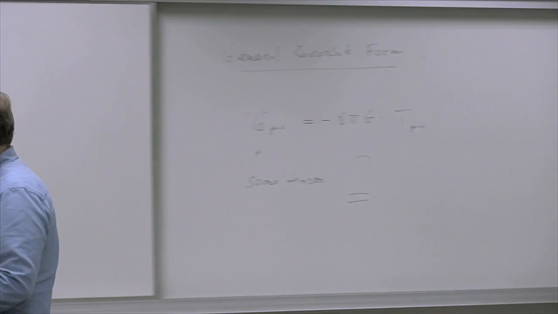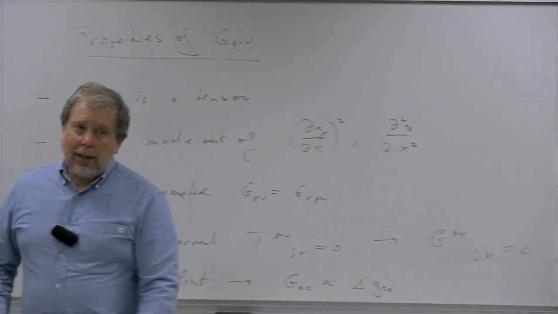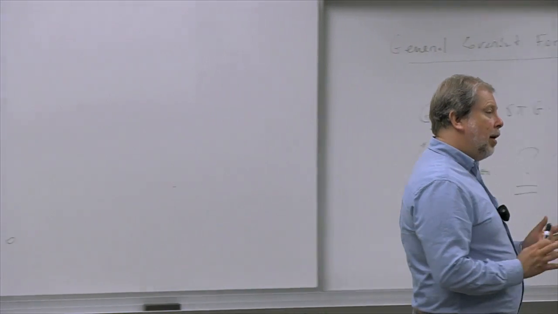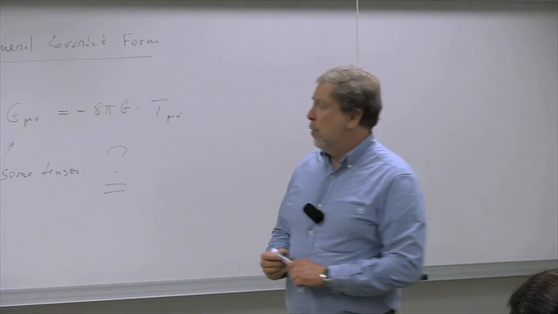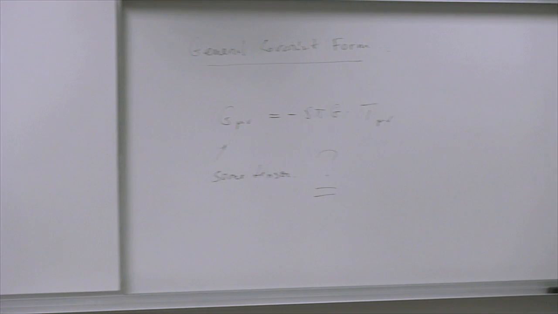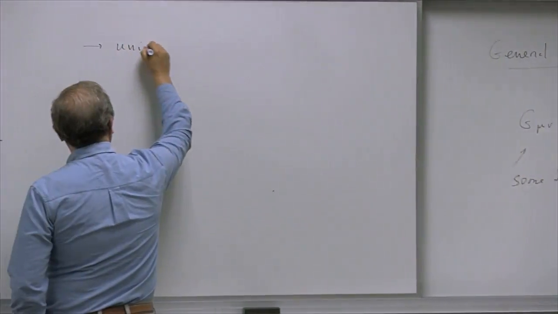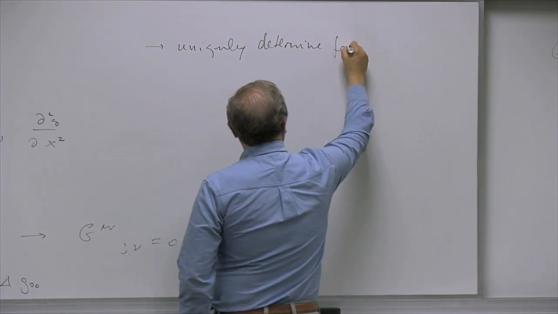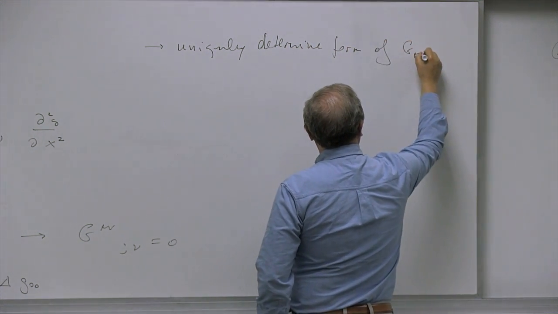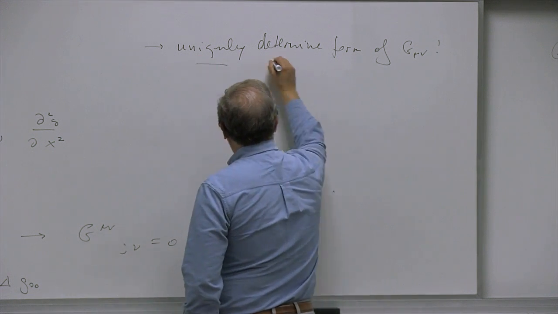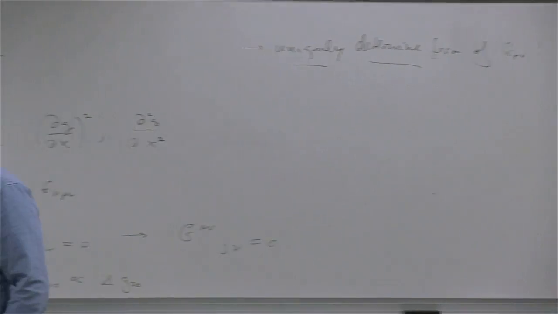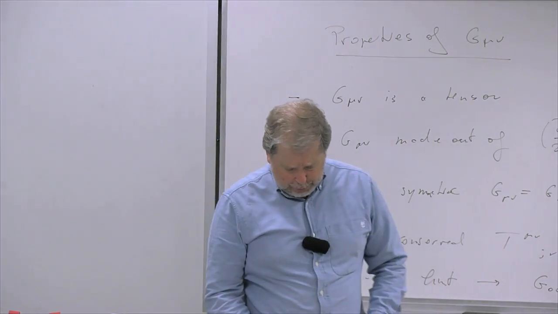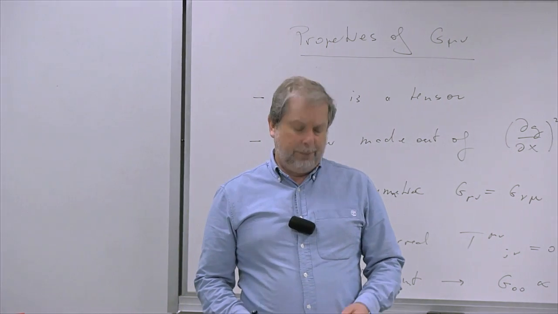Now what is remarkable is that these requirements, I believe there are 5 of them, actually uniquely determine the form of the G mu nu. So it is possible to follow each one of them, and at the end you end up with a set of field equations that are completely unambiguous.